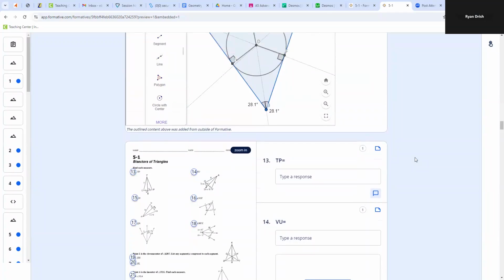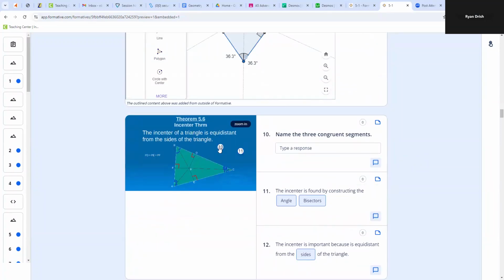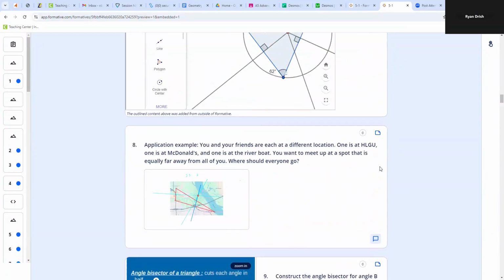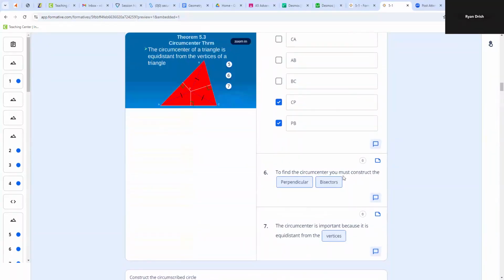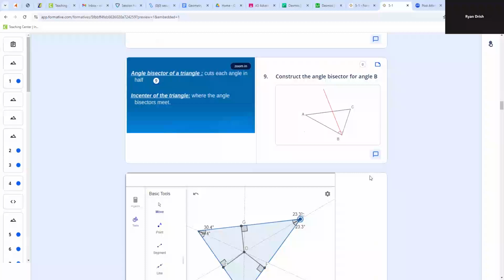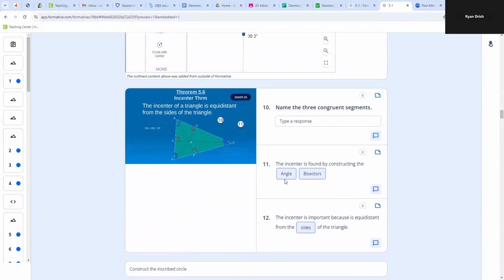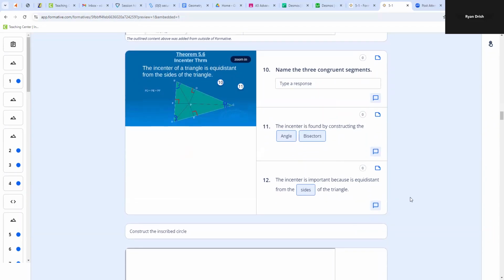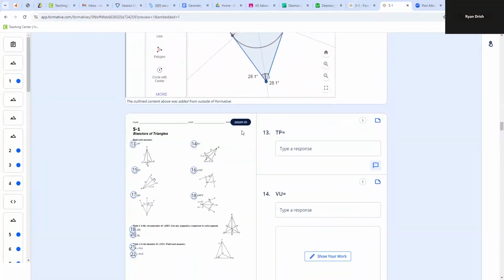That is it for the homework. You do need to know the names of the centers, so both circumcenter and incenter, and you need to know why they're important and how you find them. So a quick recap. The circumcenter, you do the perpendicular bisectors, meaning you cut the sides in half. It is important because this center is equally far away from every corner. The incenter, on the other hand, in order to find it, you bisect the angles. Why is it important? Because it is equally far away from every side. So two different types of centers.